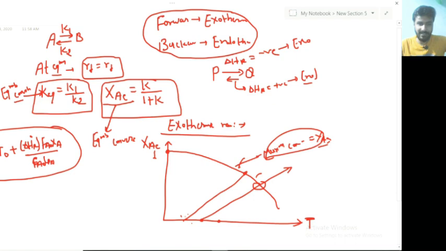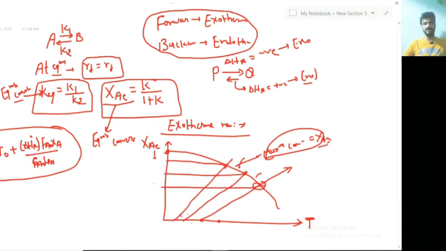Then the equilibrium conversion will increase. In case of which reaction? In case of exothermic reaction in adiabatic CSTR. In adiabatic CSTR, if you want to increase the equilibrium conversion, then you need to decrease the outlet temperature of the reactor. Now, how can you decrease the outlet temperature of the reactor? Your outlet temperature is a function of your conversion.